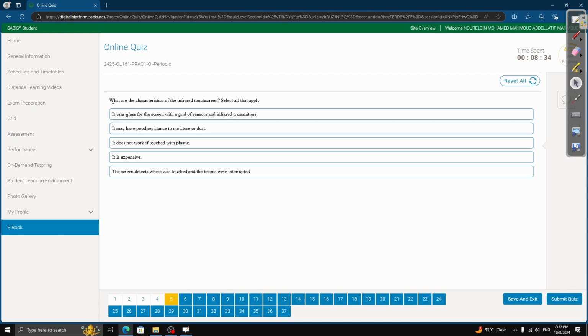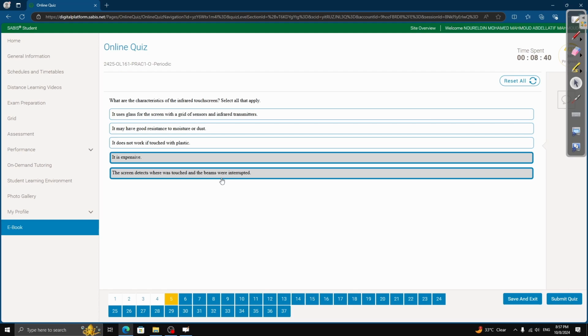Okay, now we know this. What are the characteristics of the infrared touchscreen? Like I said, it was expensive. The screen detects where it was touched when the beams were interrupted.